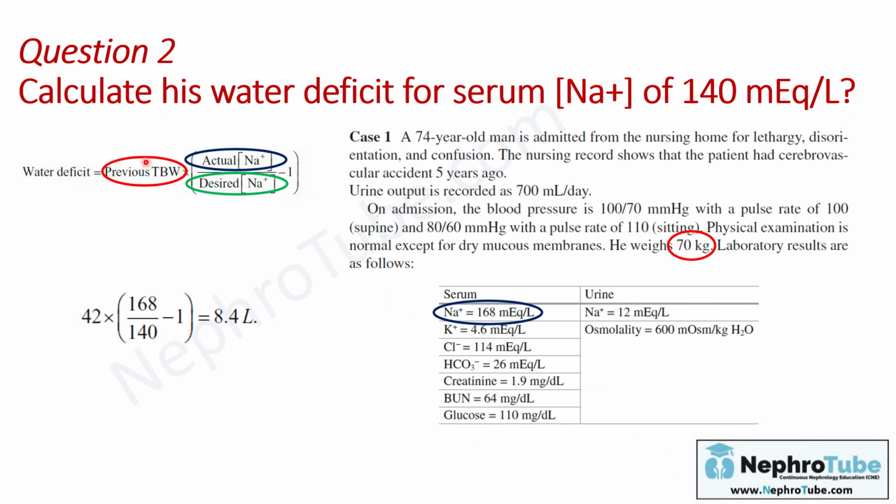Here we need the total body water, not the patient weight. Previous total body water. The total body water differs from male to female and from old age to young age, but actually it is about 60% of the weight, roughly. So 60% of 70 kilogram is usually 42. Then the final water deficit, as you mentioned in the chat box, is 8.5 liter.